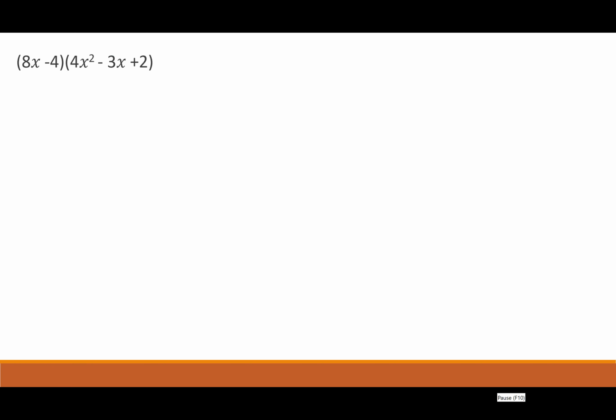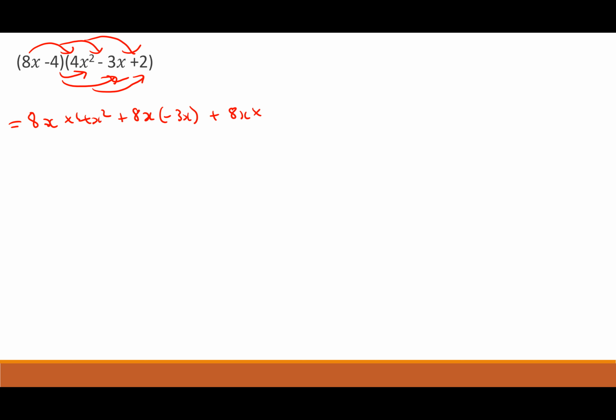Let's carry on. So again, we're just going to do that times that times that times that plus that times that times that. Okay, so that's going to be x times 4x squared plus 8x times minus 3x plus 8x times 2 plus minus 4x squared plus minus 4 minus 3x plus minus 4 times 2.